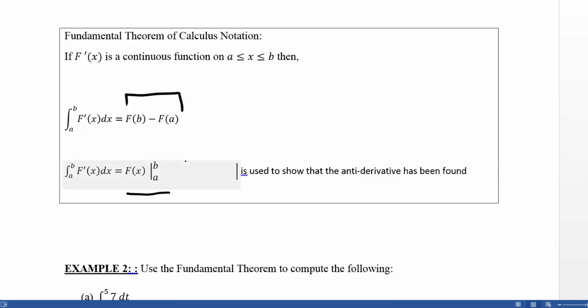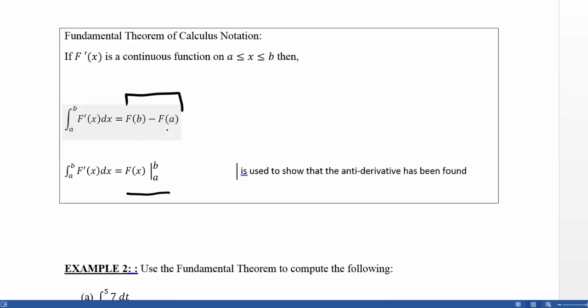So once we've taken the antiderivative of the function, we can write it with a straight line after it with the bounds included. It will imply that we still need to plug in the bounds, but we will have the antiderivative listed because we did the computation to calculate it. The straight line is used to show that the antiderivative has been found. So we can use this notation to break down exactly what we're doing and to be more efficient in our work.